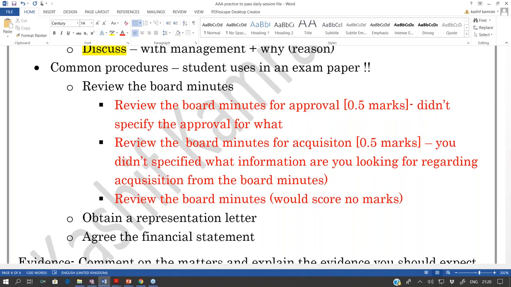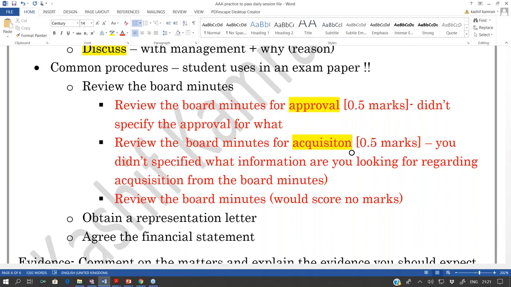At least in the first one, you talked about approval, but you didn't say approval of what. In the second, you talked about acquisition, but you didn't say acquisition of what: acquisition approval or acquisition basis. And in the third one, you simply wrote review the board minutes. That's the most blank statement, and you will score no marks on that.